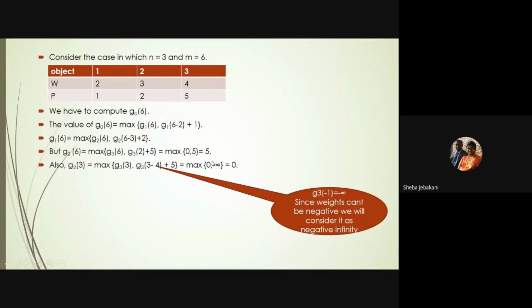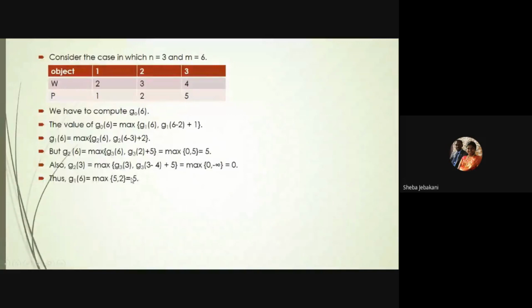You can either consider it as minus infinity or you can consider it as 0 itself. But if you consider it as 0, the problem is plus 5 will become 5. So we cannot consider this part. You cannot have a negative value. That's why we are considering it as minus infinity. So anything added to minus infinity will be a very small value compared to the other one. So this way we find the lowest value.